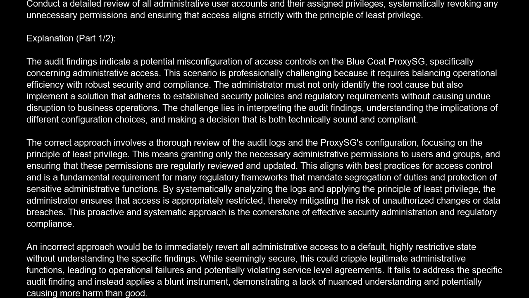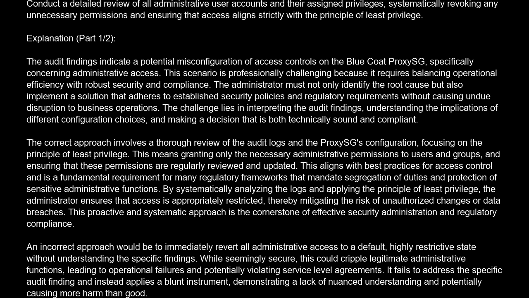This aligns with best practices for access control and is a fundamental requirement for many regulatory frameworks that mandate segregation of duties and protection of sensitive administrative functions. By systematically analyzing the logs and applying the principle of least privilege, the administrator ensures that access is appropriately restricted, thereby mitigating the risk of unauthorized changes or data breaches. This proactive and systematic approach is the cornerstone of effective security administration and regulatory compliance.